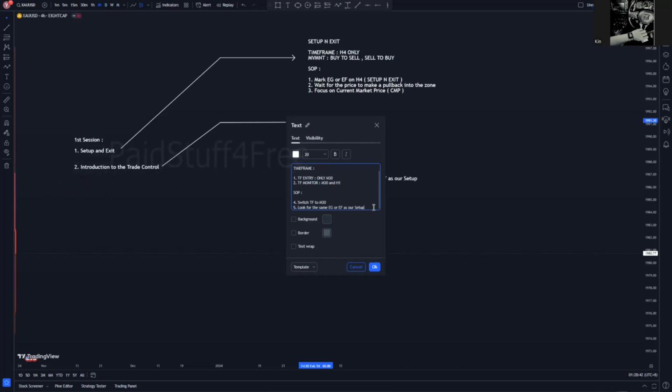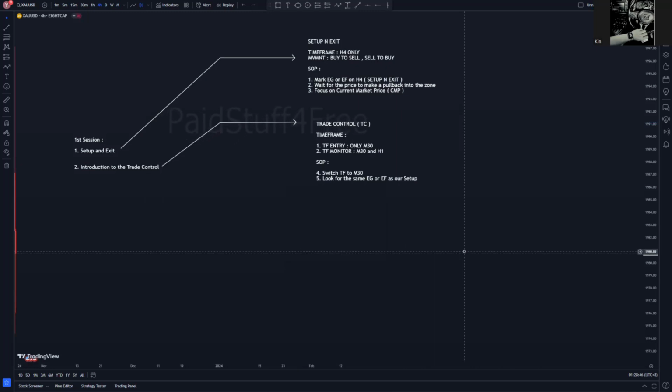For example, if we are currently in the sell setup, after we switch the time frame to M30, we need to look for either EG sell or EF for sell. And if we are currently in the buy setup, we keep on looking for EG buy or EF for buy. So for now, is there any question before I draw the theory to you guys?